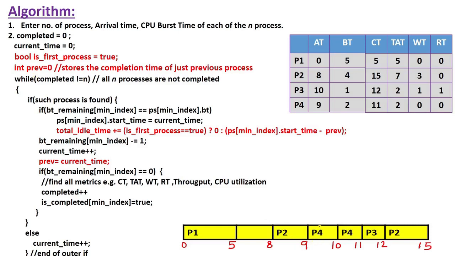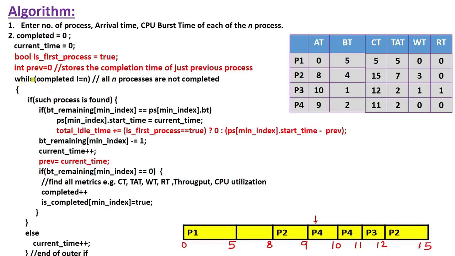For example, let's say we are at P4. Before that, P2 has just partially completed at 9. So at P4, if you want to see the previous value, this variable will be storing 9. Let's say we are at P3 and we want to see the value stored inside previous, it will be 11. So this is the value that is stored inside the previous variable. Let's see how we are using this.